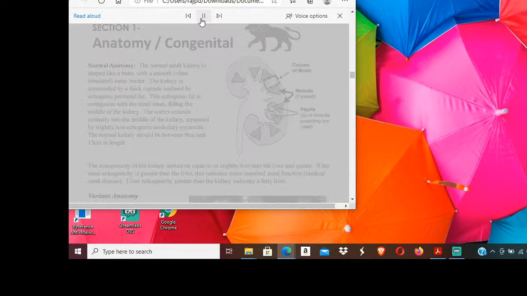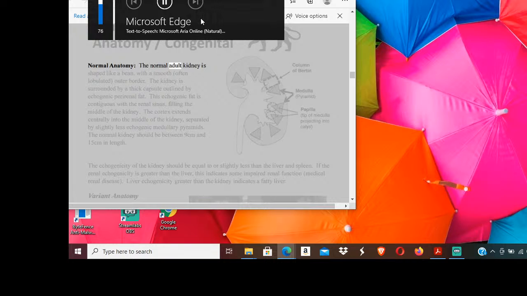Section 1. Anatomy I Congenital. Normal anatomy. The normal adult kidney is shaped like a bean, with a smooth, often lobulated, outer border.